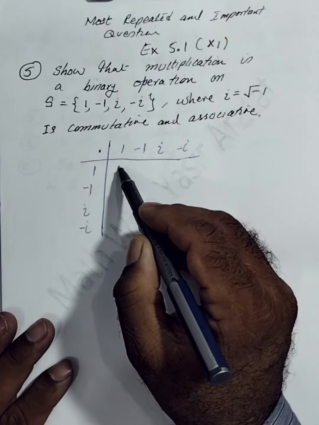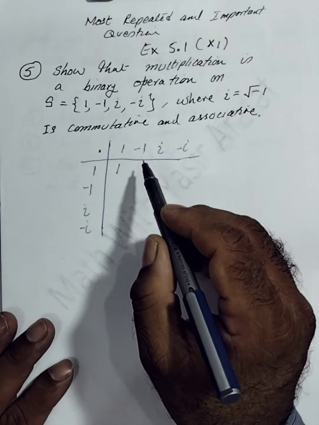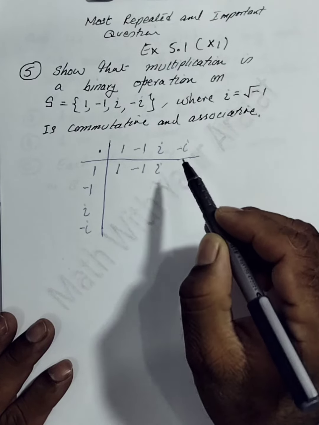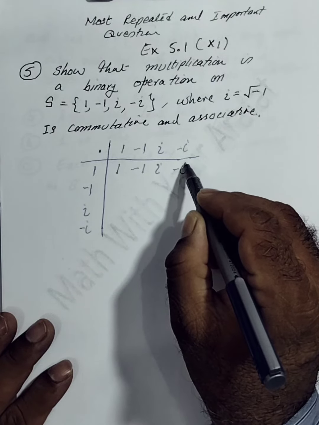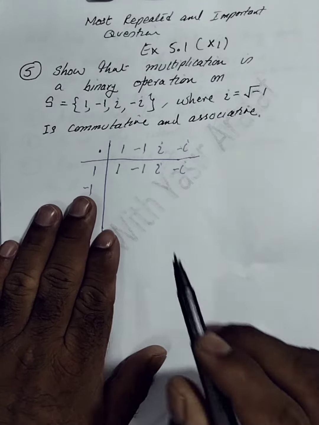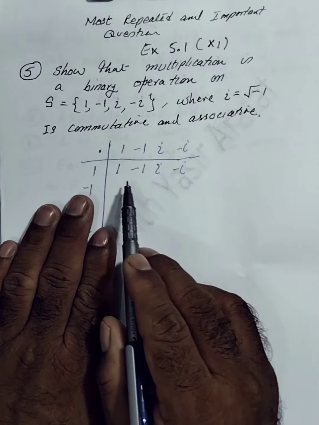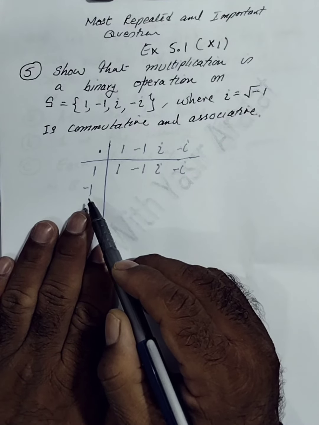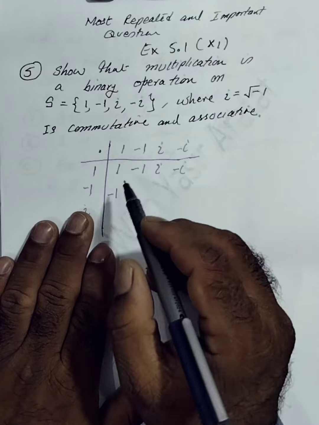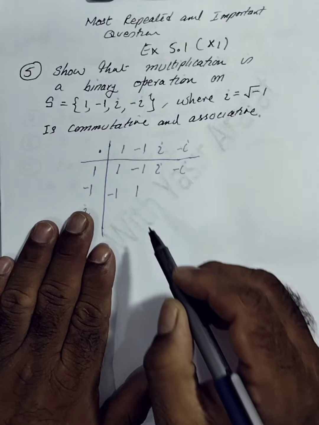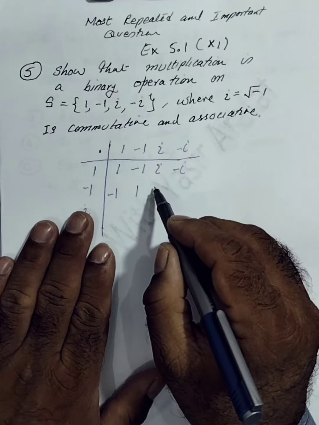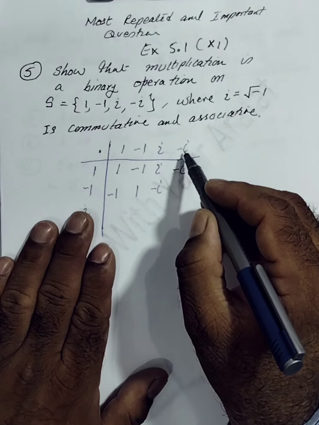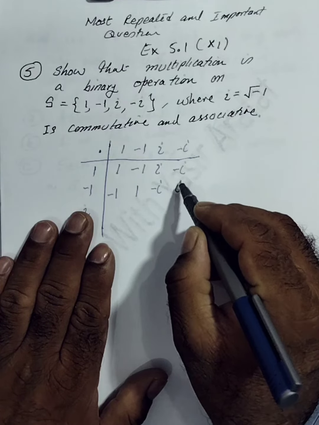Here 1 multiplied by 1 is 1. 1 multiplied by -1 is -1. 1 multiplied by iota is iota. 1 multiplied by minus iota is minus iota. When we multiply 1 with all elements, our results belong to the same set. Now come to -1. -1 multiplied by 1 is -1. -1 multiplied by -1 is +1. -1 multiplied by iota is minus iota. -1 multiplied by minus iota, minus times minus, is plus iota.